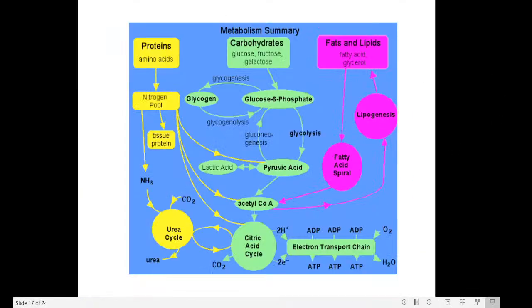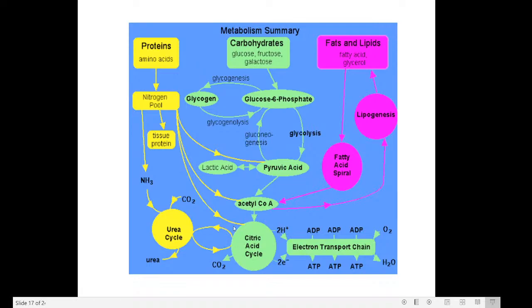Now you can see the current slide. The output of all the processes, protein, carbohydrate, lipids, is calculated by the electron transport, that is the ATP conversion. This output is very important in the metabolic pathways. Okay. The output of the urea cycle is urea.